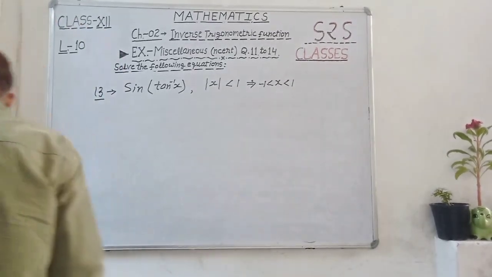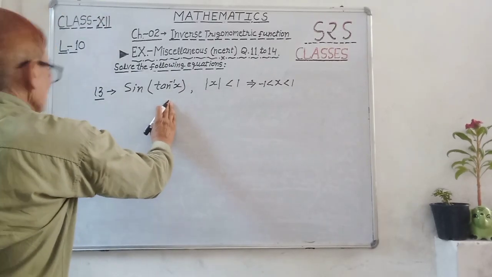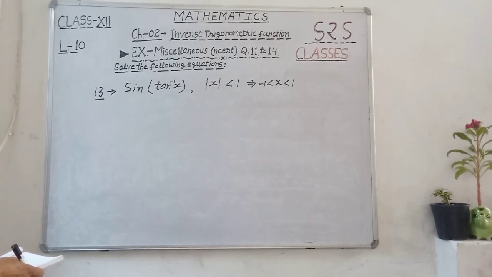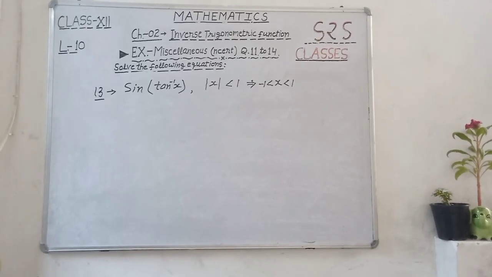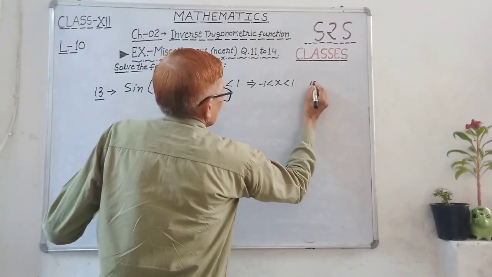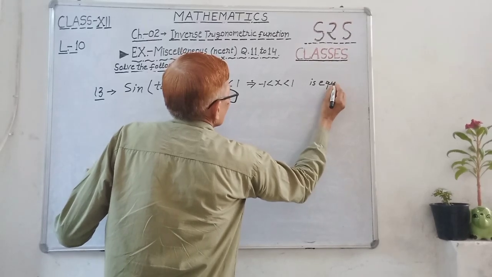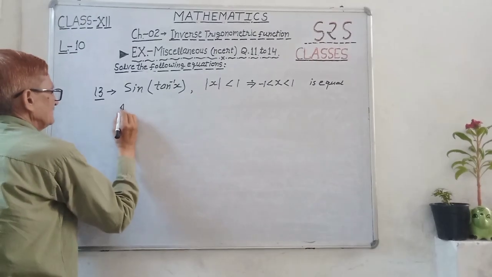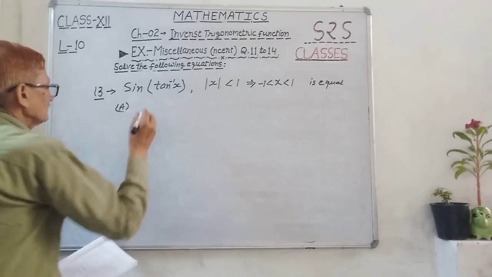Now this. Solve. Now tan inverse x, sine tan inverse x equation. It is not any equation. Question 13. Sine of tan inverse x is equal to, options are there. Options. Is equal to. A option. What is A? X upon root 1 minus x square.